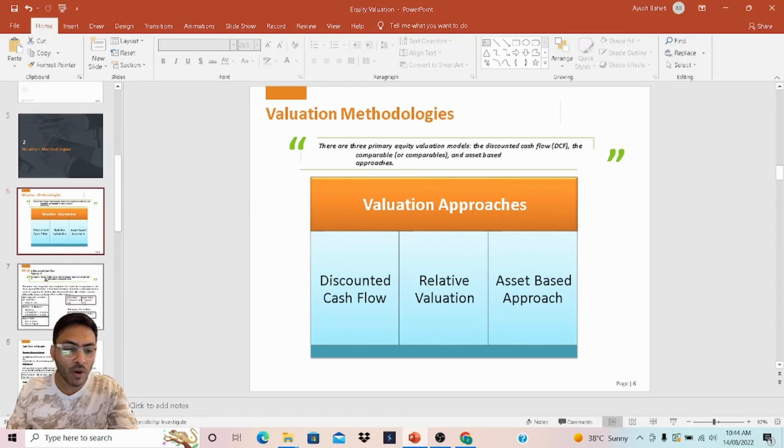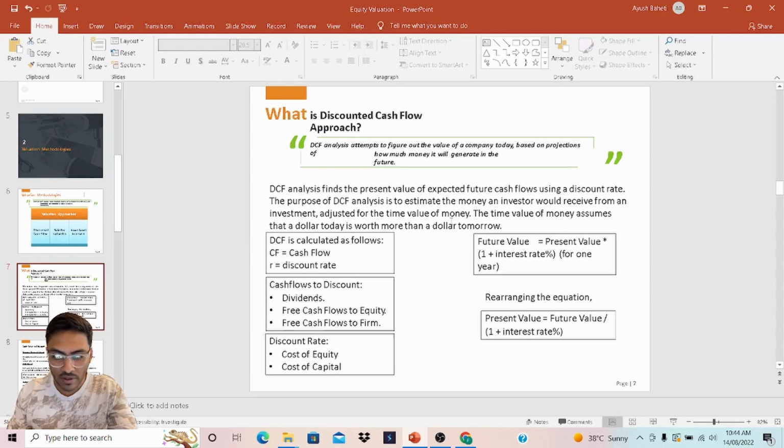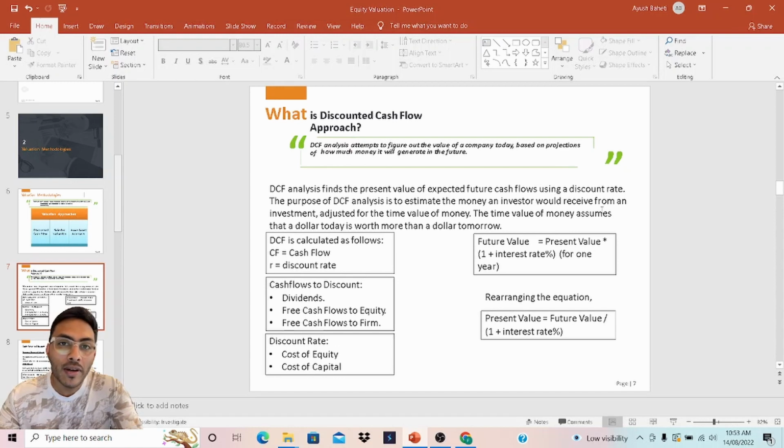So first, let's talk about the discounted cash flow approach. A DCF analysis attempts to figure out the value of a company today based on projections of how much money it will generate in the future. Let's try to understand this definition through a real life example. Say you're buying a mobile phone, how do you decide its worth? Maybe on the basis of its processor, camera, build quality, etc.